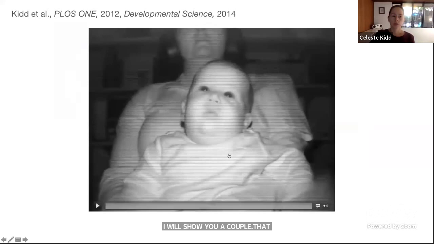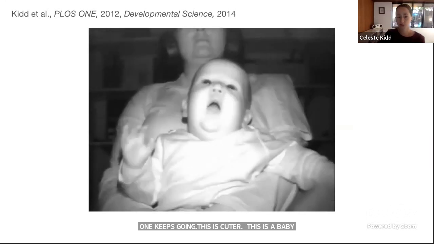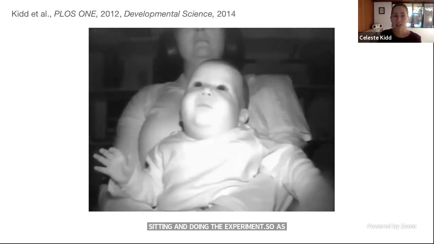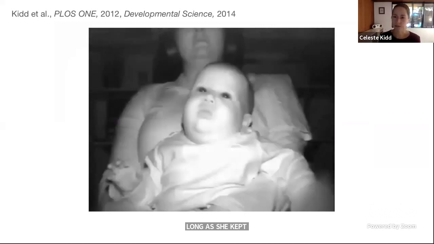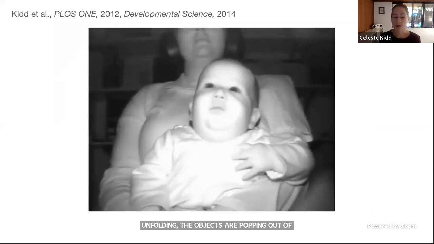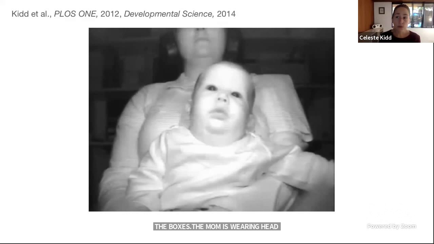This is cuter. This is a baby sitting and doing the experiment. So as long as she kept looking, the design is contingent. As long as she keeps looking, the displays keep unfolding. Objects keep popping out of boxes. The mom is wearing headphones so that the parent can't influence what the kid is interested in. She almost looks away, but doesn't.